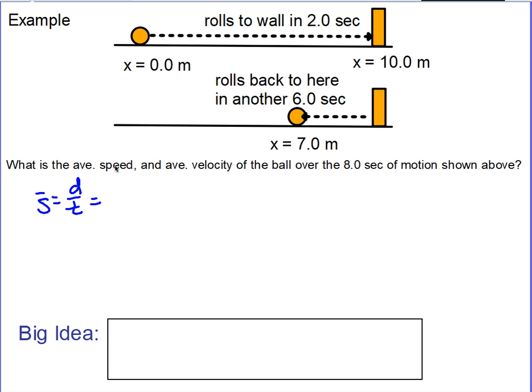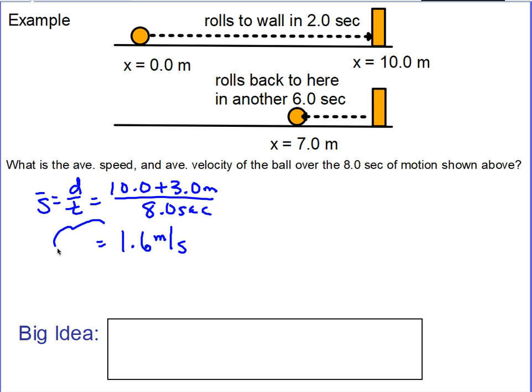Distance over time. So they traveled 10 meters and back another 3 meters. So I'm going to go ahead and write that like this. Sometimes students see that 7 and want to do 10 plus 7, but that's a position, not a distance that they traveled. And so we've got to pay attention to that. Let's see, it takes a total of 8 seconds. And so sure enough, 13 divided by 8 is about 1.6 meters per second. And of course, that has to be positive. Average speed for that ball.